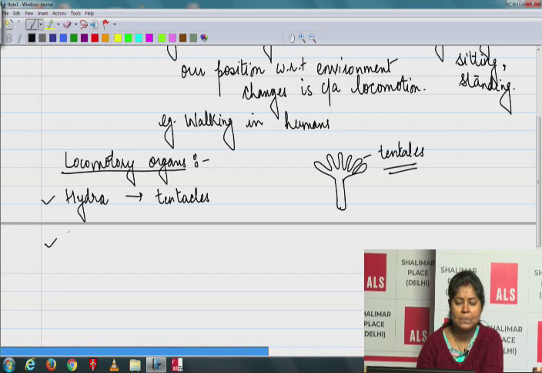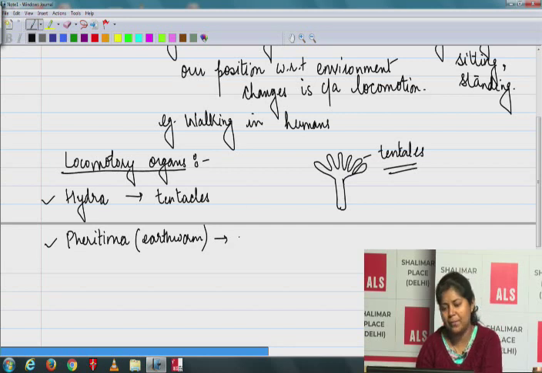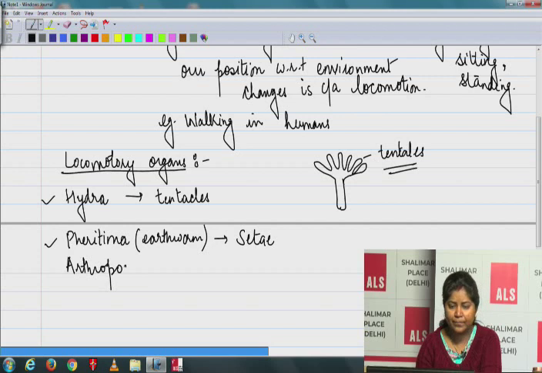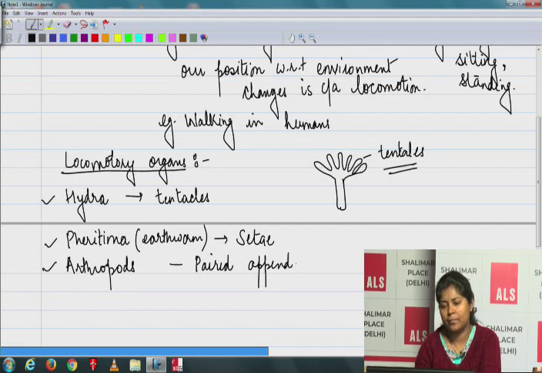If we talk about earthworm, that is Pheretima, the locomotory organ in earthworm or Pheretima happens to be setae. Setae are small structures which help the animal in locomotion from one place to another. And in the same view, we talk about arthropods, say insects, one of the examples of arthropods. They have paired appendages.